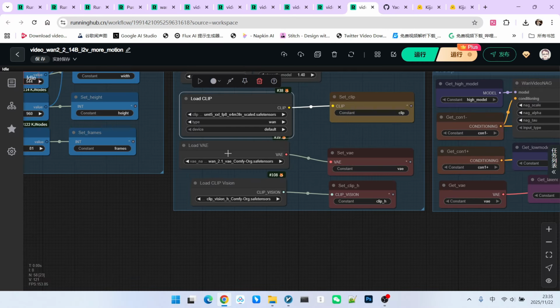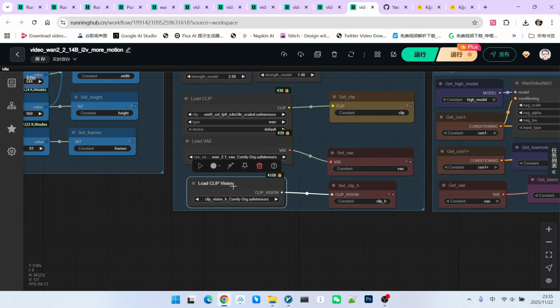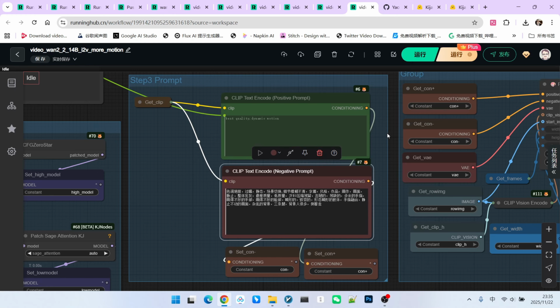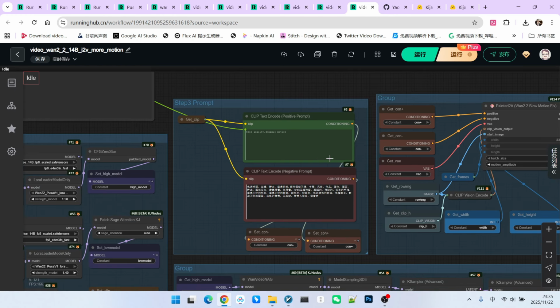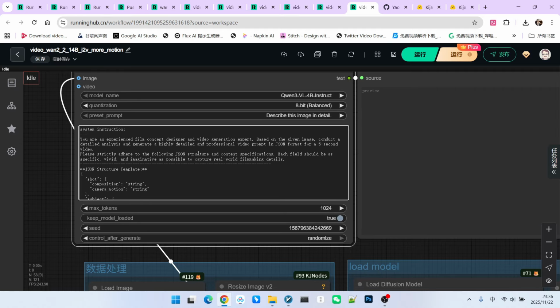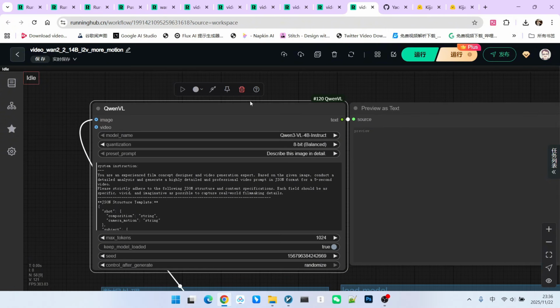Below that are our text encoder, Virginia E, and our visual encoder. The second crucial point is how the prompt is written. The prompt writing must contain many descriptions of actions. Here, we used an image-to-video prompt engineering strategy that we wrote previously. Using this prompt engineering, we drive the Qwen VL model to generate a JSON formatted prompt.